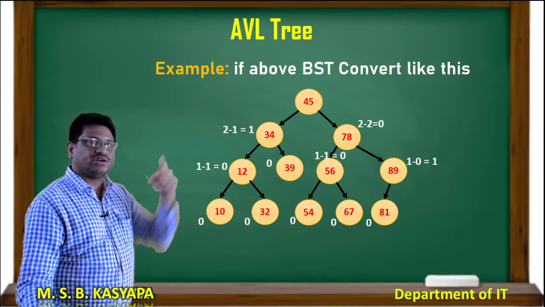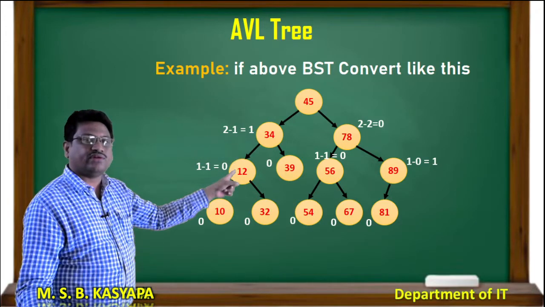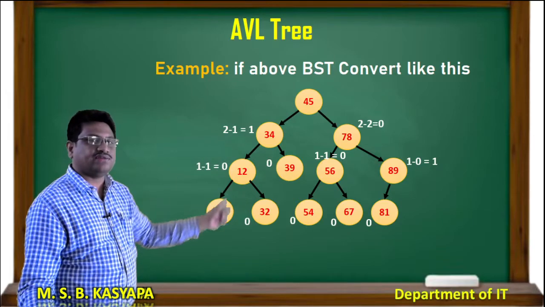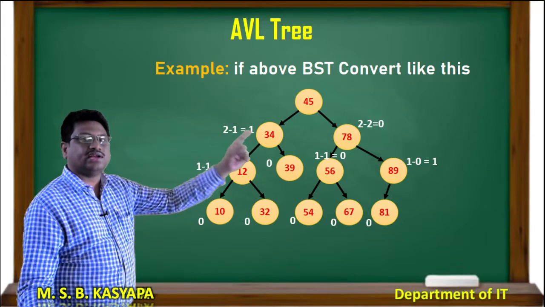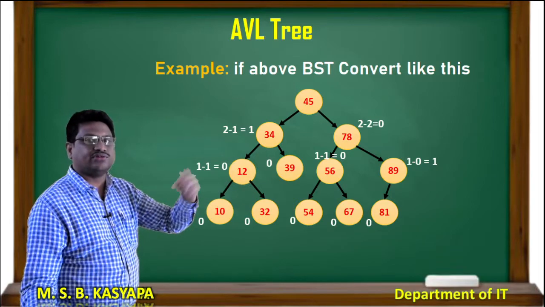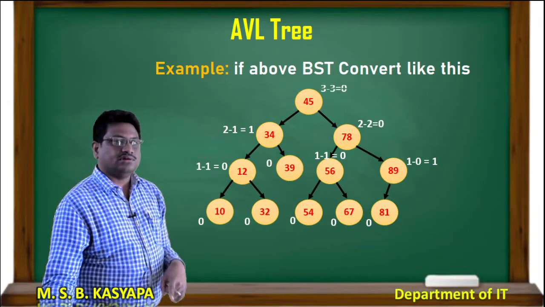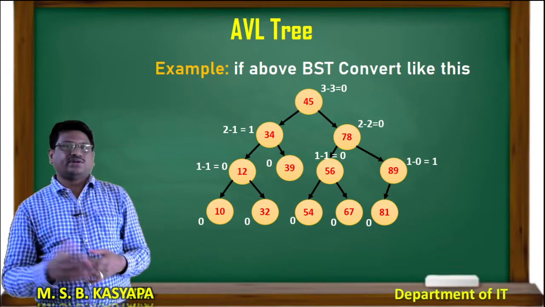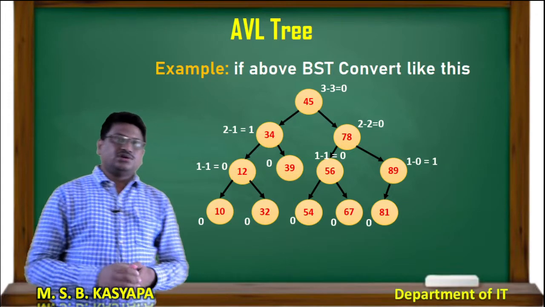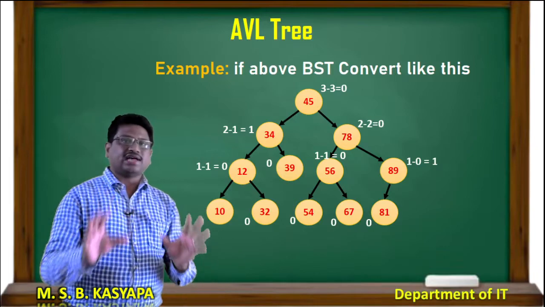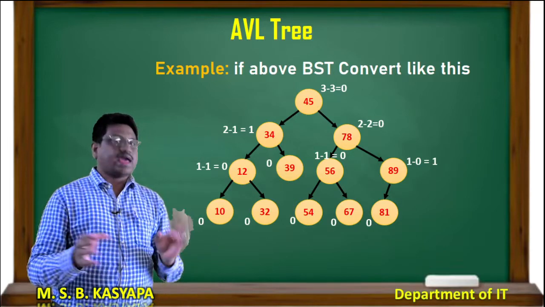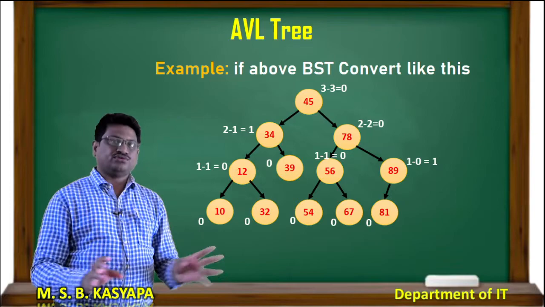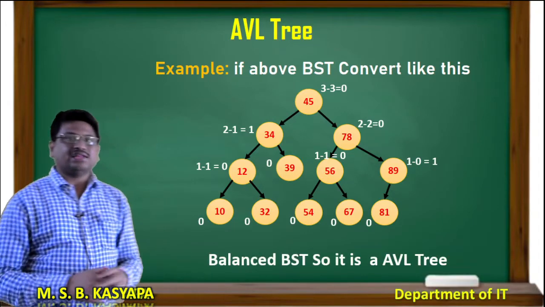If you go to the 45, 45, 34, 12, 32. So, 3 at the left side height is 3. At the right side 45 to 78, 78 to 89, 89 to 81. 3 minus 3 equals 0. Okay. Now, the balance factor of 45 is 0. So, if you see here, each and every node has the values either 0, minus 1 or 1. So, I can say it is a balanced binary search tree.